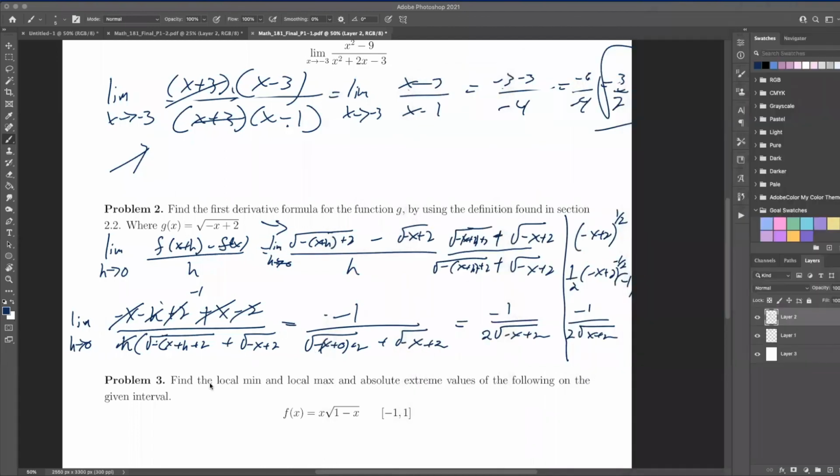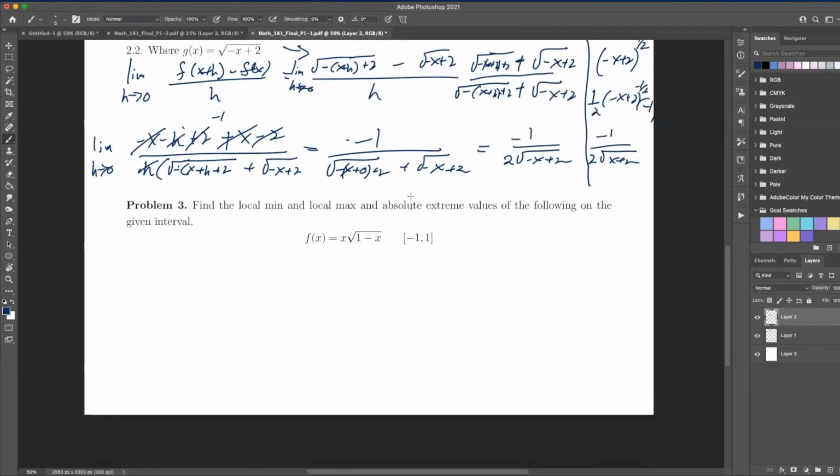All right. So let's do the next one. So the next one is we want to find the local min and max values and the absolute extreme values for the following on the given interval. Okay, so to find the local min and max, we're first going to take the derivative of this.